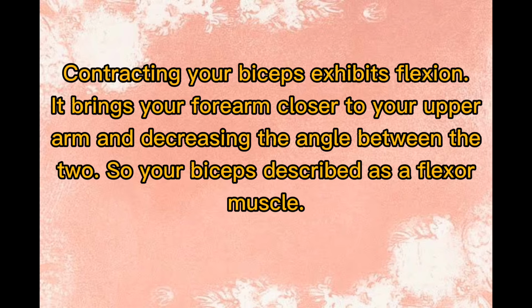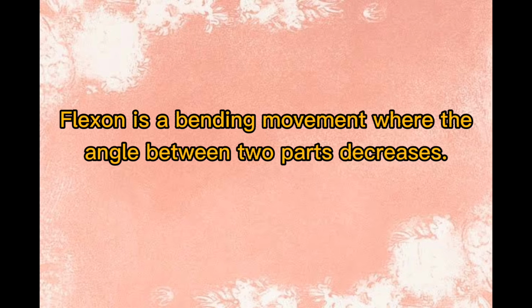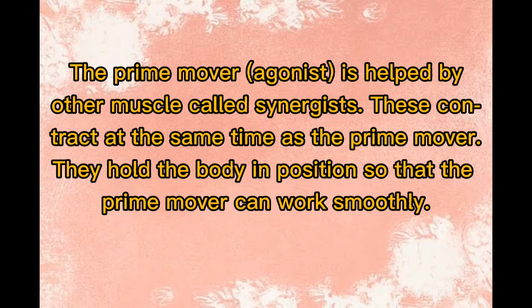It brings your forearm closer to your upper arm, decreasing the angle between the two. So your biceps is described as the flexor muscle. Flexion is a bending movement where the angle between two parts decreases. The prime mover, the agonist, is helped by other muscles called synergists. These contract at the same time as the prime mover. They hold the body in position so that the prime mover can work smoothly. So, the biceps will be the agonist as it contracts to produce the movement.